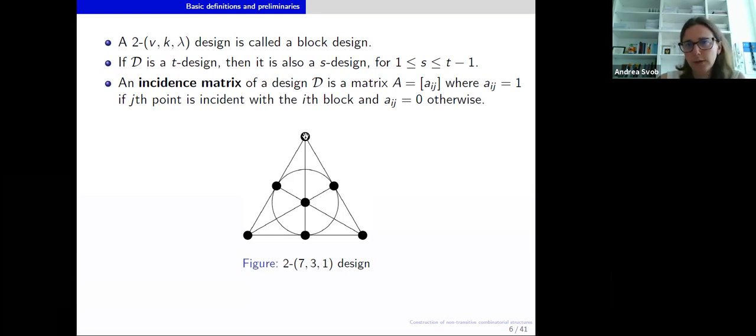So here we are not labeling points, but you see that we have 7 points and 7 blocks. Okay, so this is very basic things, something that I was speaking about last time. Also a remark: when you have a T design, it is also an S design when S is larger than 1 and smaller than or equal to T minus 1.